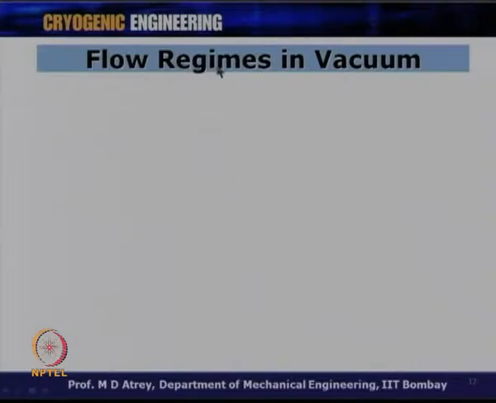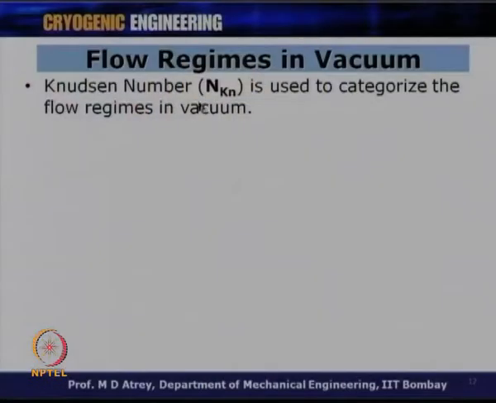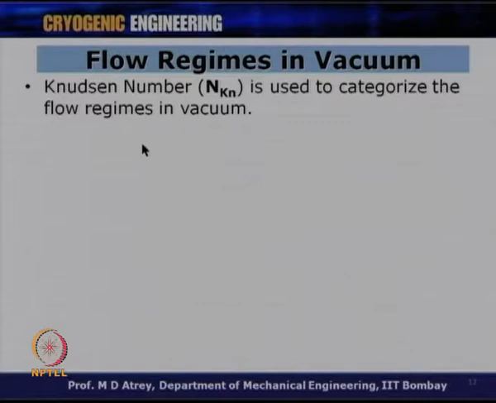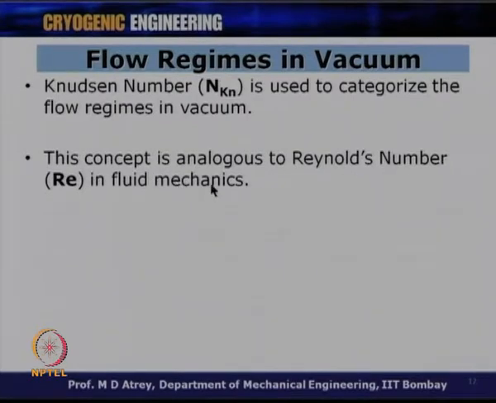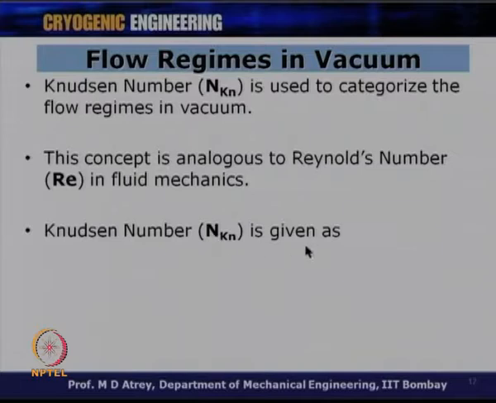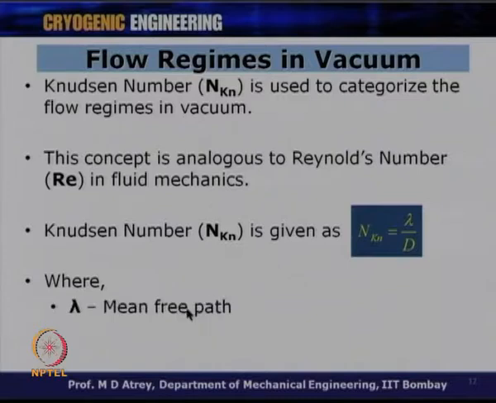If we go to the vacuum now, we get a different flow regime, and we do not have Reynolds number in vacuum. What we have here is called the Knudsen number, normally written as Kn, used to categorize the flow regimes in vacuum. So, here we always deal with a different number and not the Reynolds number, and the moment we specify Knudsen number, we know that we are talking about flow regimes in vacuum. And what is this Knudsen number? This concept is analogous to Reynolds number in fluid mechanics, and the Knudsen number Kn is given as Kn equal to lambda by d, where lambda is the mean free path and d is the characteristic diameter or dimension.